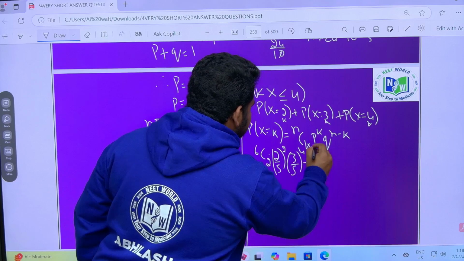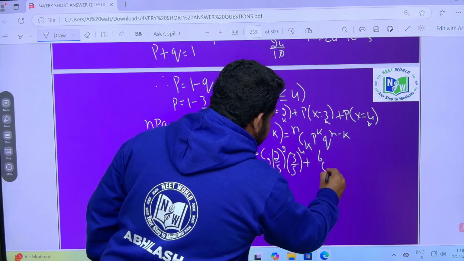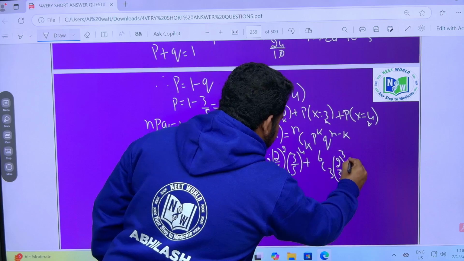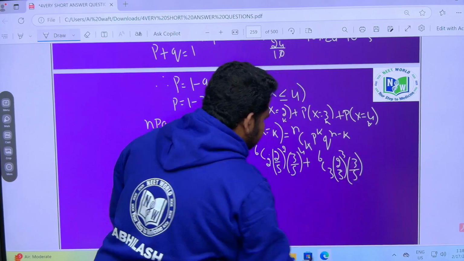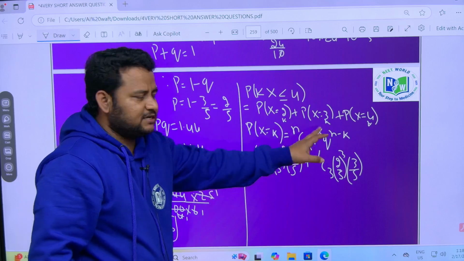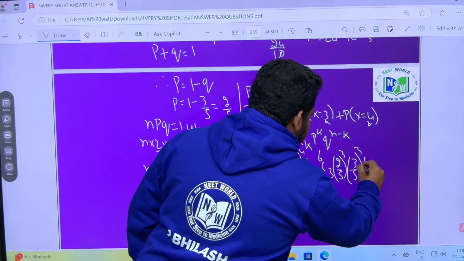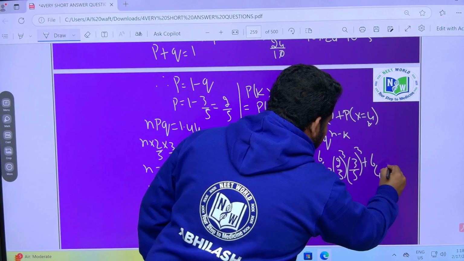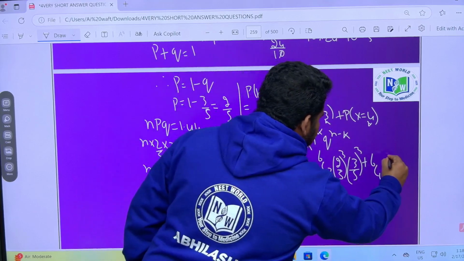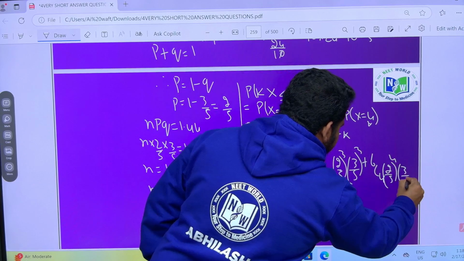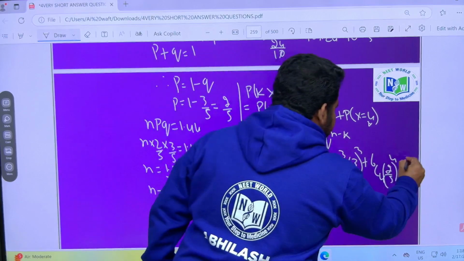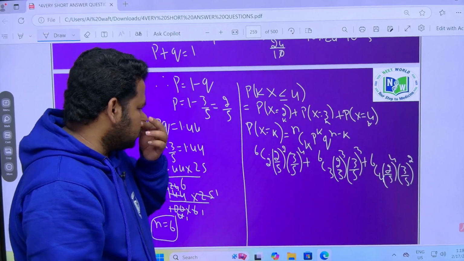So similarly this will be 6C3 into 2 by 5 to the power of k, here k is 3, and 3 by 5 to the power of n minus k, n is 6 minus k is 3, that is 3. So this will be 6C4 into 2 by 5 to the power of k, here k is 4, and 3 by 5 to the power of n minus k, n is 6, k is 4, 6 minus 4 is 2.